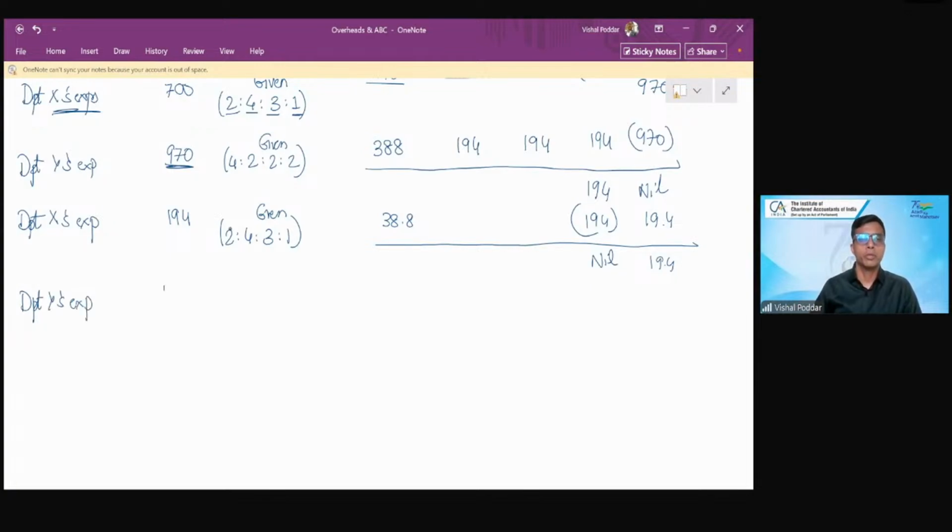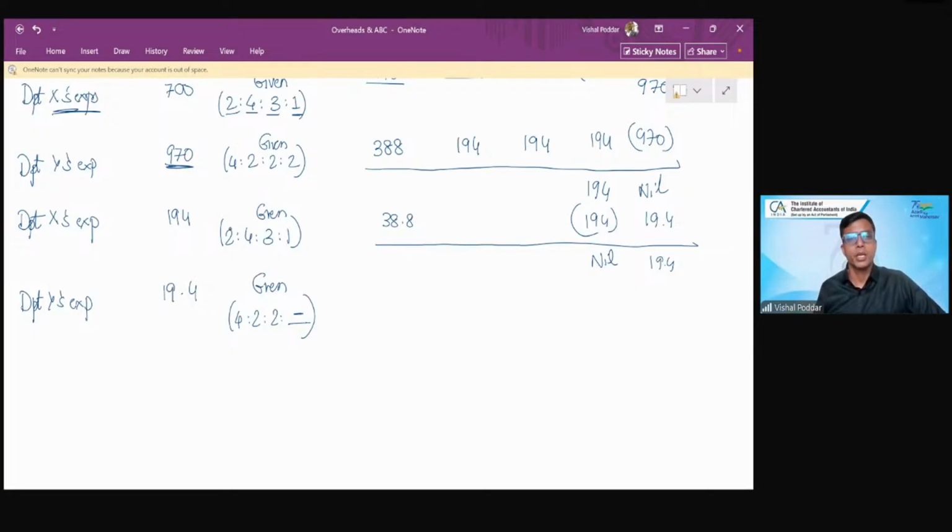Now comes the most important step as to how this process of trial and error will be concluded. This process will be concluded by not apportioning to the other department. So here I conclude this process by only apportioning to A, B, C and not to Y or X. The question is how I will come to know when I have to stop this process. Like I am stopping this process here. The main question is, sir, when will I come to know when I have to stop this process?